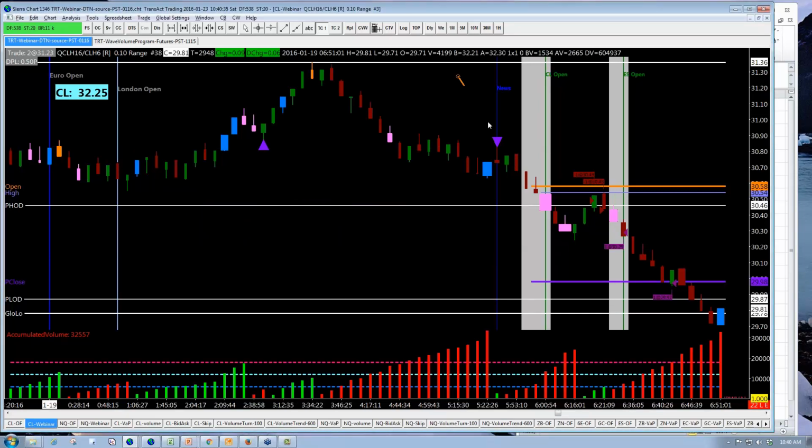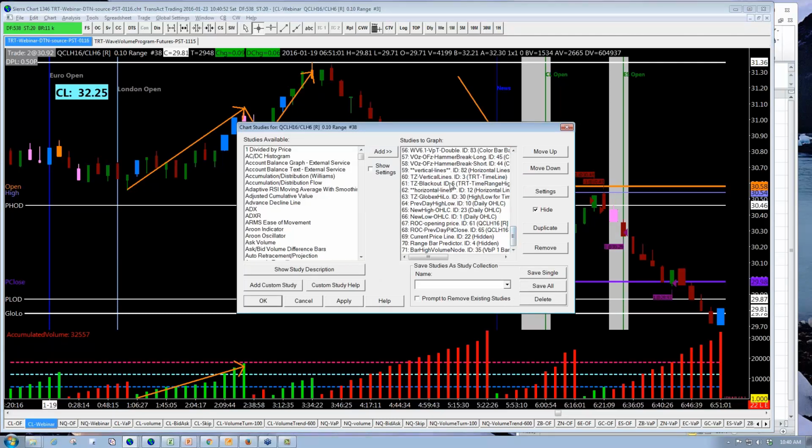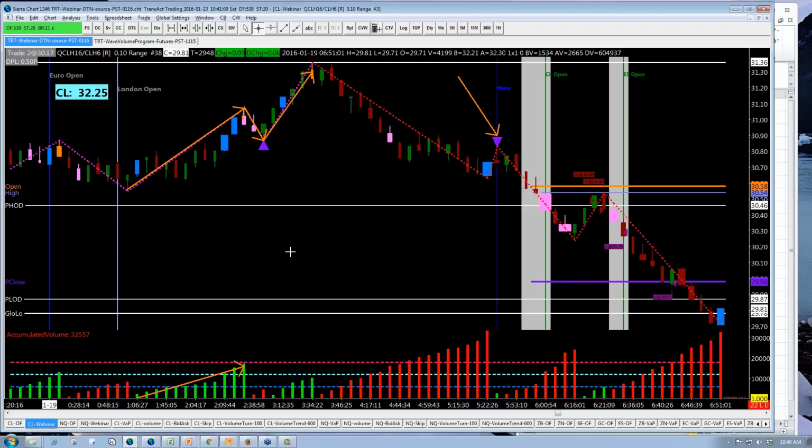If I look at the wave here, these waves down here correspond to these movements. In fact, I can turn that on. Let me turn that on so we can see that a little more clearly. Zigzag. Okay. So this is the wave, the way I have it set up. And down here is the volume in that wave.